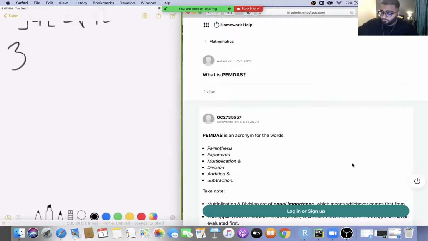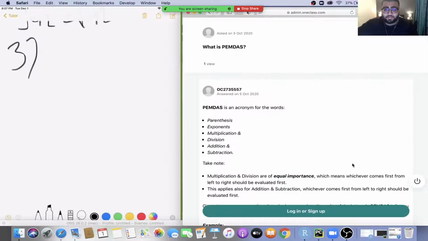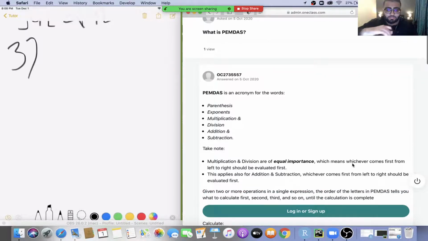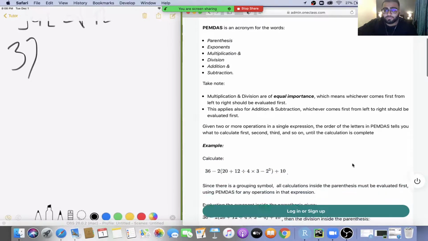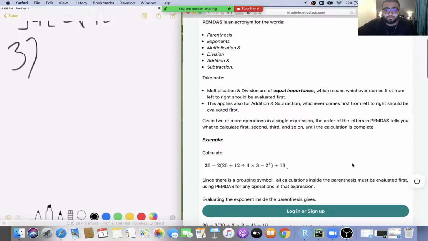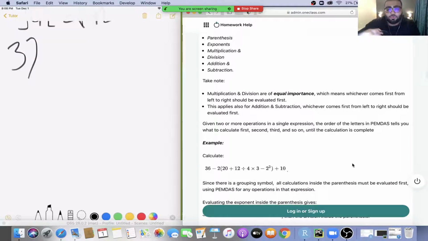Question number 3. What is PEMDAS? PEMDAS is an acronym for the words parentheses, exponents, multiplication and division, addition and subtraction. Take note that multiplication and division are of equal importance, which means whichever comes first from left to right should be evaluated first. And it also applies to addition and subtraction. Given two or more operations in a single expression, the order of the letters in PEMDAS tells you what to calculate first, second, third, and so on until the calculation is complete.